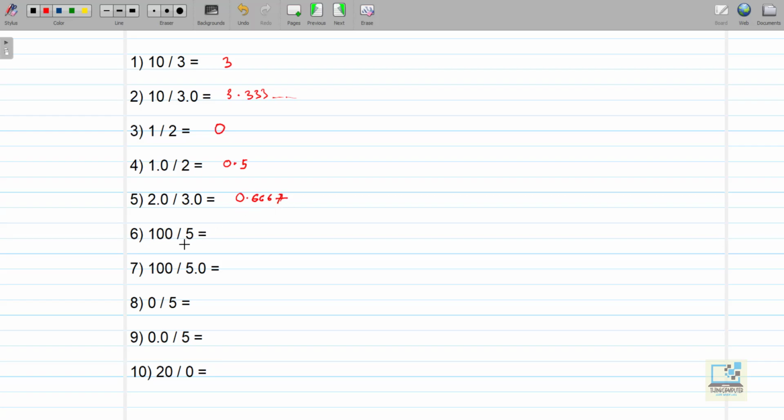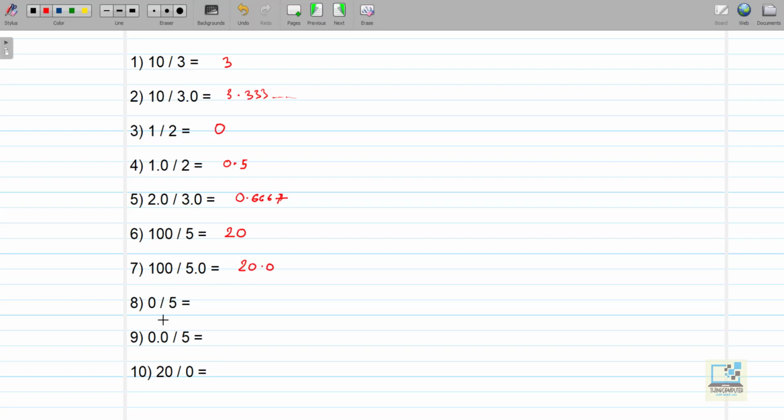100 by 5, both sides are integer. So the result will be in whole number, that is 20. It will not be 20.0, it will be 20 like I explained. But in the next example, that is 100 by 5.0, the quotient we will be getting is 20.0. Understood? Next example is 0 by 5.